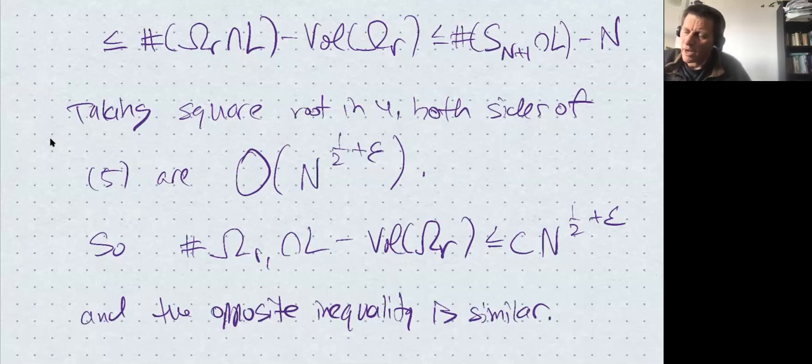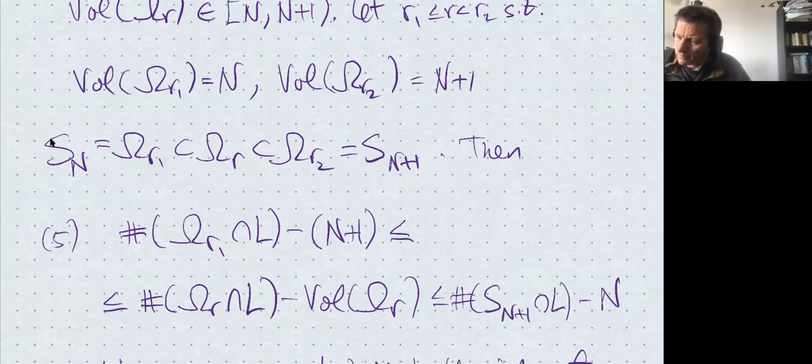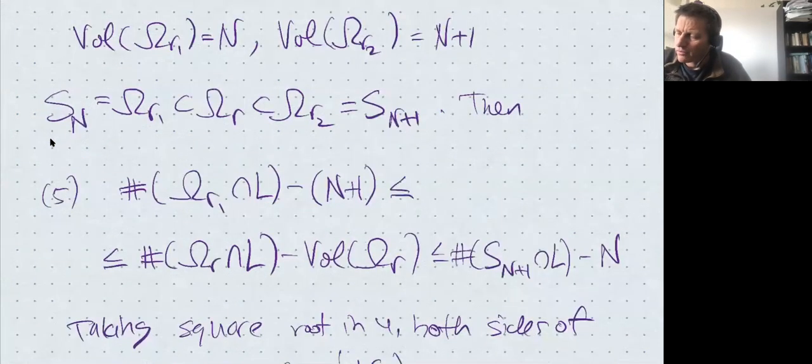In a similar way, for the opposite inequality, I just take the difference between these two. I take the volume of omega r minus the number of points, so I reverse this quantity, and then I replace the roles of R1 and R2, N and N plus 1. All right, so I've proved the theorem. This is what I wanted.